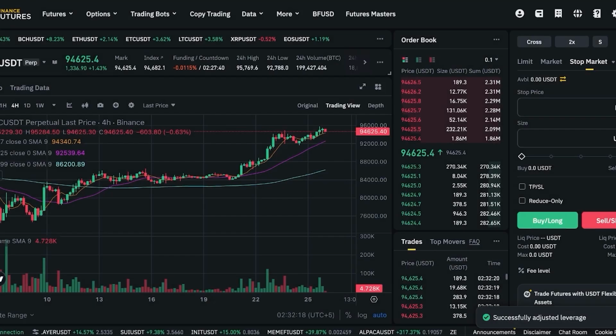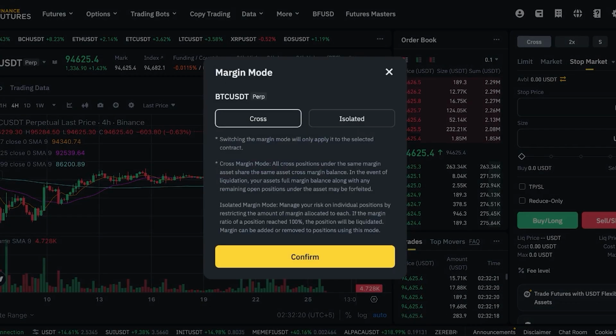Now, you also have cross and then isolated. This is very different. In cross margin mode, all your positions share the same margin asset, and they share the same asset in a cross margin balance. So if you are in liquidation, your full margin balance along with any remaining open positions will be forfeited.